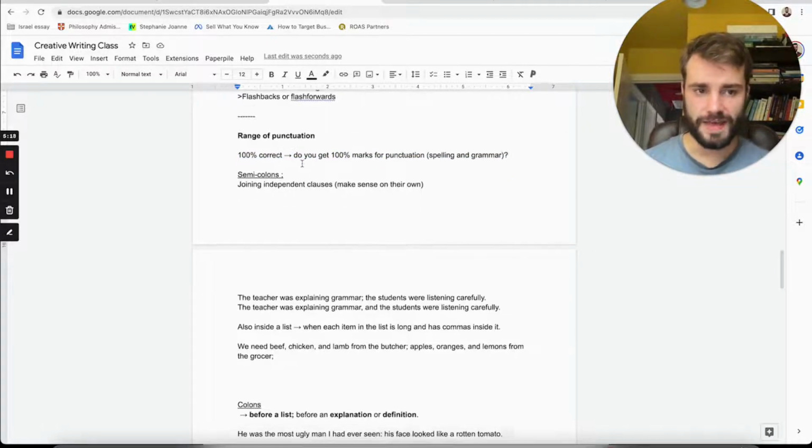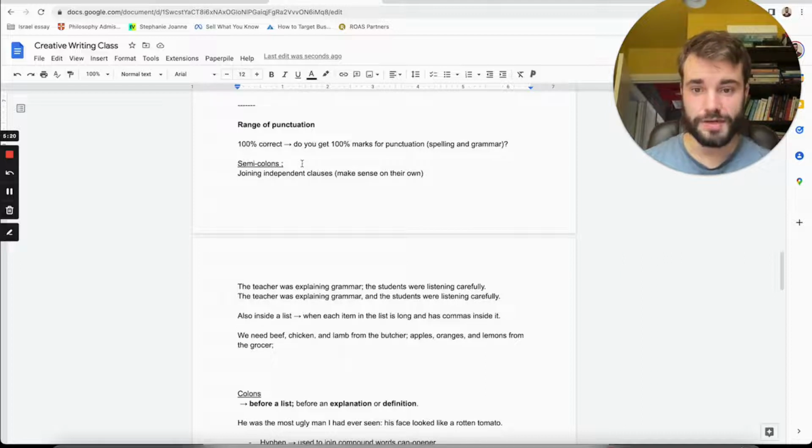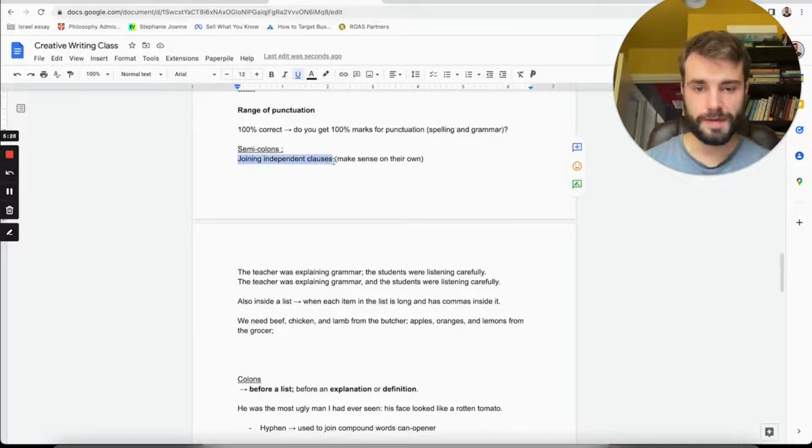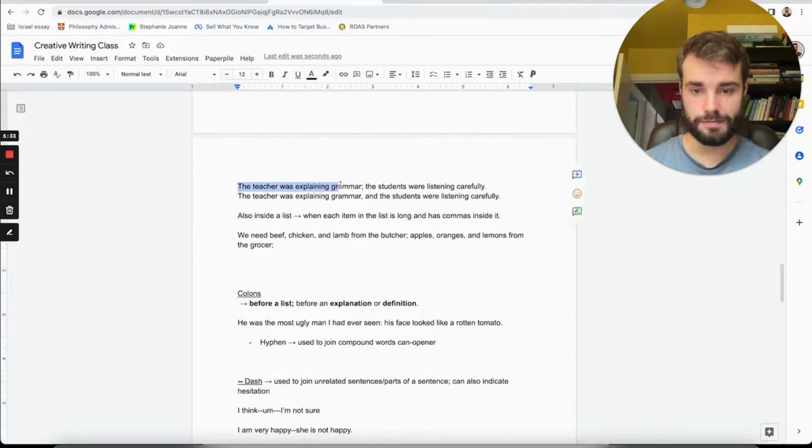So the truth is that they have to give you more marks if you use a range of punctuation. First one is semicolons. That's this little thing here. Looks like a colon with a comma underneath it. So these are used to join parts of a sentence that would make sense on their own, like this. The teacher was explaining grammar; the students were listening carefully.